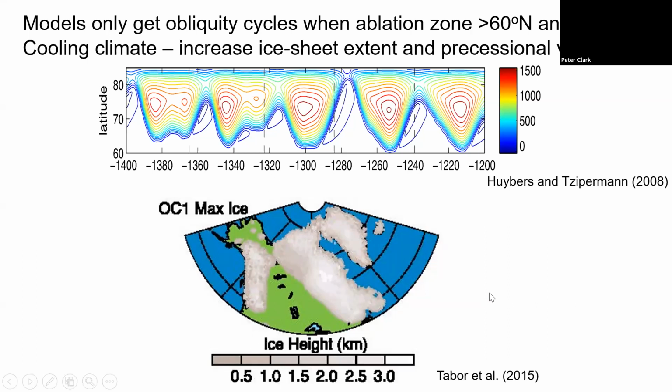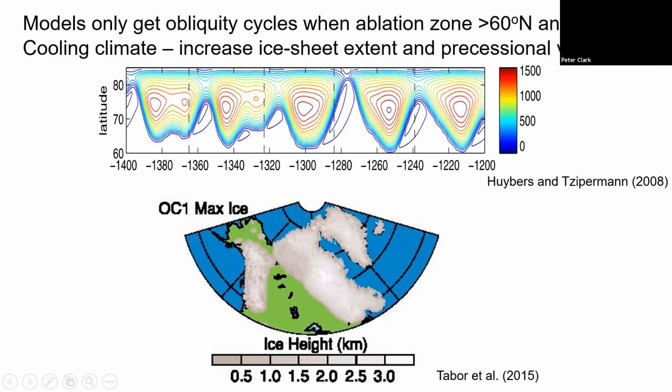And this is just another model simulation by Tabor et al., again with Dave Pollard involved, showing an obliquity forced ice sheet, but again, remaining an ice sheet that's remaining at the higher latitudes and not getting to be as large as the ones we came up with.